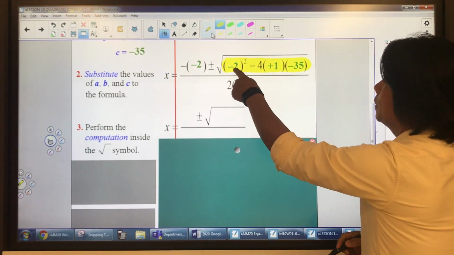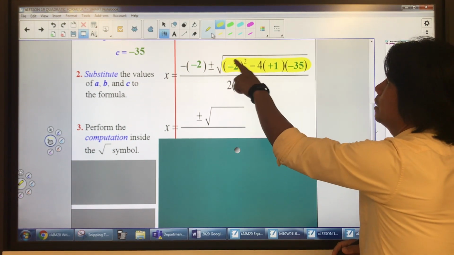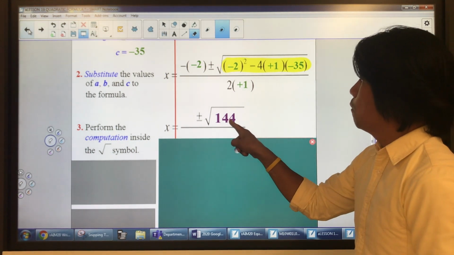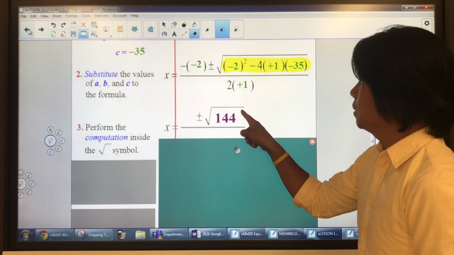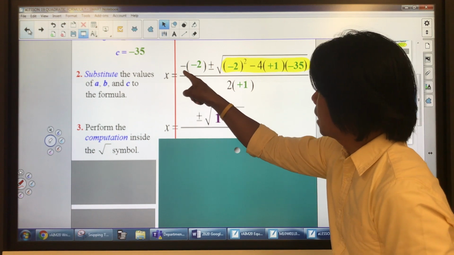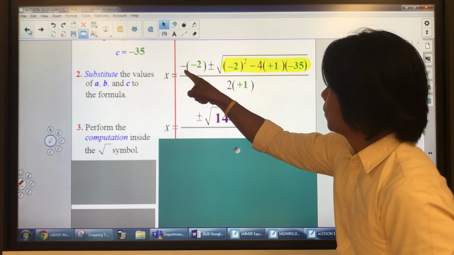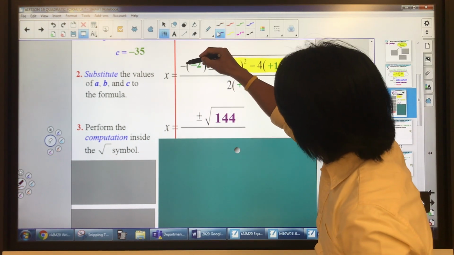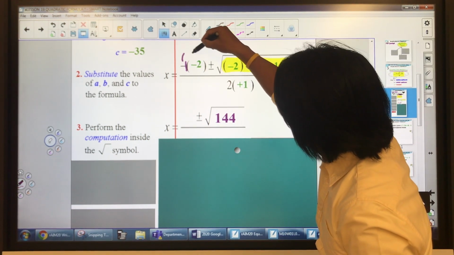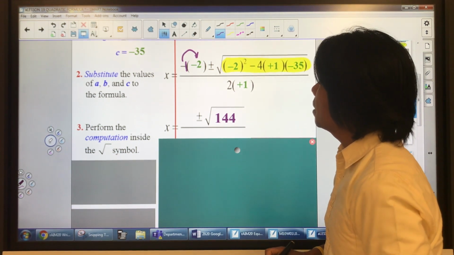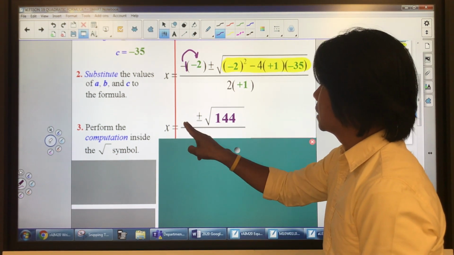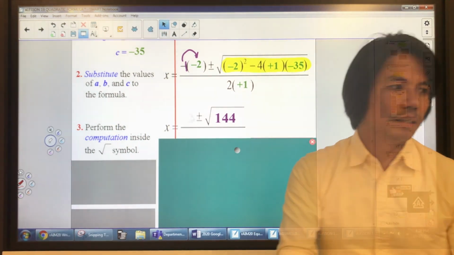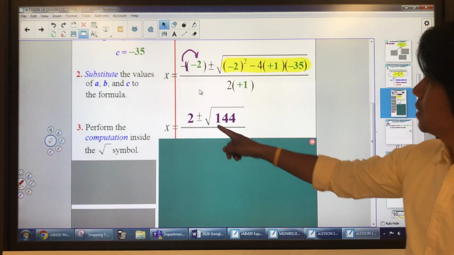what is the value if you put this inside your calculator? You're supposed to get 144. So that's the square root of 144. How about the outside? It says negative. Remember, if you have a negative outside the parentheses, it's like negative 1. So you multiply that: negative 1 times negative 2 is positive 2. Right there. Yeah, positive 2.